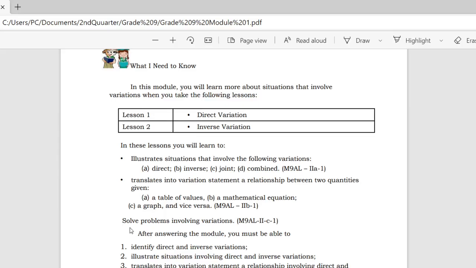The next one here is to solve problems involving variations. So after answering the module, you must be able to know how direct and inverse variations work, illustrate situations involving direct and inverse variations, and translate into a variation statement a relationship involving direct and inverse variation between two quantities given a table of values and a mathematical equation. And last one is to be able to solve problems involving direct and inverse variation.